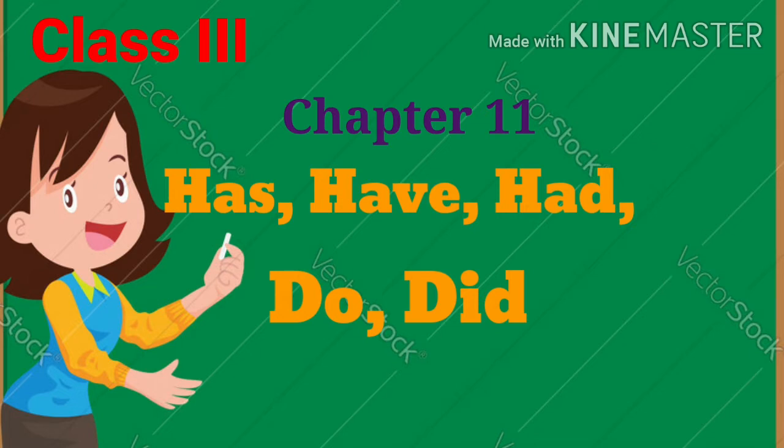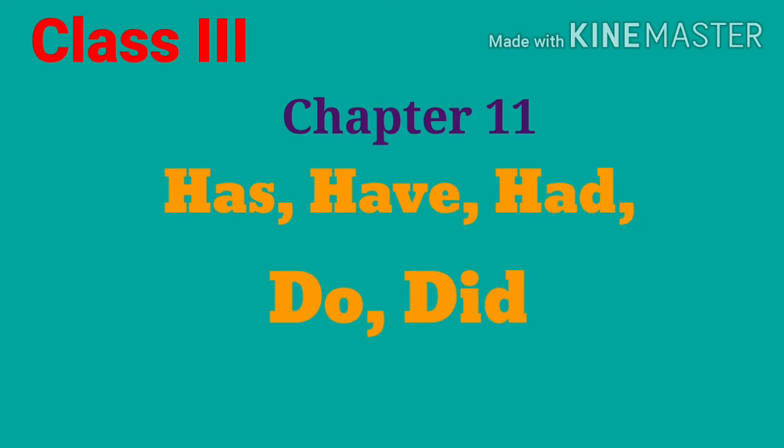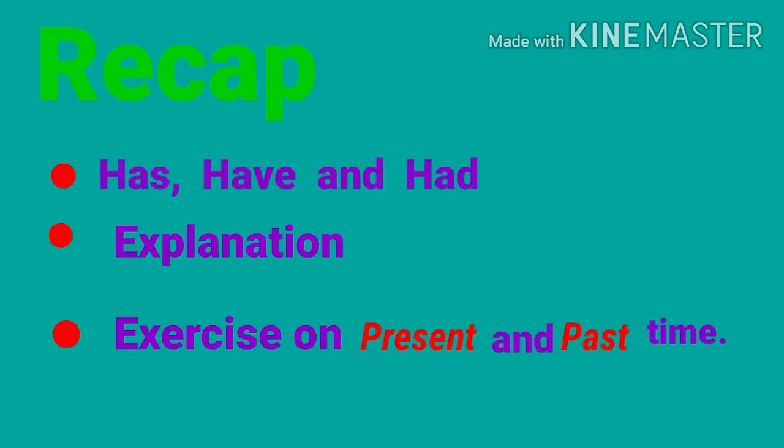Today we'll be doing again chapter 11 of your English grammar book, and the topic is has, have, had, do, did. Okay, children, let's do a quick recap of the previous class. In last class we have done has, have, and had. We have done the explanation with different examples and a small exercise on present and past time.